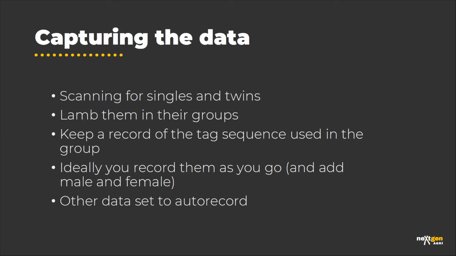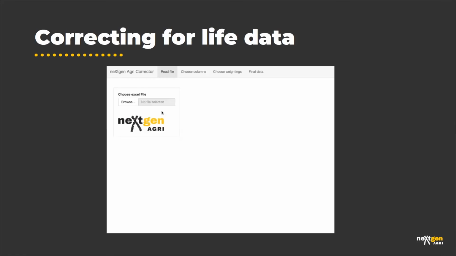So in terms of what that looks like, capturing that data, obviously you need to be scanning for singles and twins to start with in terms of pregnancy scanning, and then lamb them in those single and twin groups, and quite a few people will be doing that. And then you either keep a record of the tag sequence that goes into each of those groups, or you record them as you go. Ideally, if you're doing a twin mob, you can just have it on repeat and enter all that information as you go. And you can collect other data at the same time. But that is a key thing to do, and we need to be doing that at tailing so we can then correct it later on.